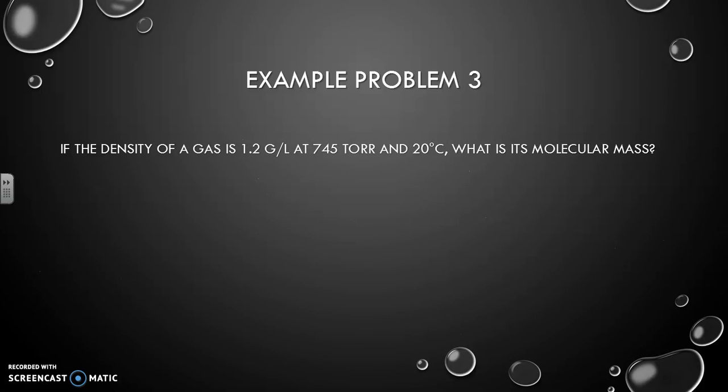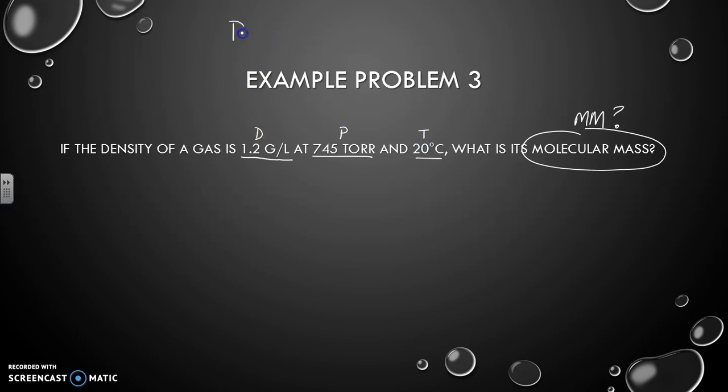This one says if the density of a gas is 1.2 grams per liter at 745 torr and 20 degrees Celsius, what is its molecular mass? Okay, so now we're looking for, and I'm going to write big M, molecular mass. We know that it has a density, and it has a pressure, and it has a temperature, right?